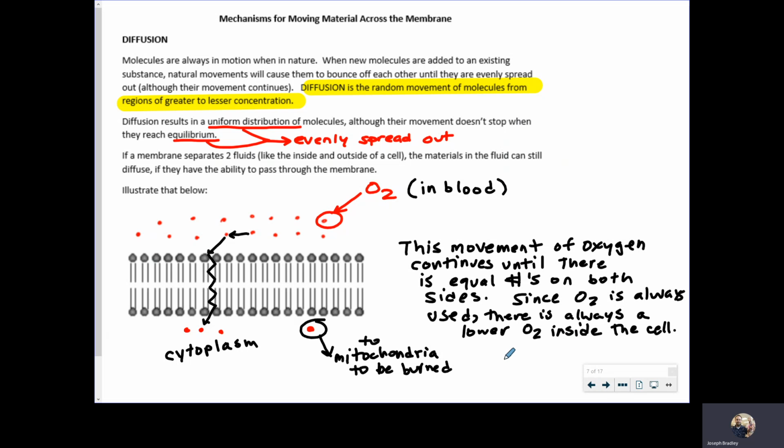This movement of oxygen continues until there are equal numbers on both sides. But since you're always getting new blood with new oxygen to the cells, there's always going to be a higher concentration outside the cell than inside. So there's always going to be movement of oxygen in, unless the heart stops beating or you stop breathing, and then that will cut off your supply of oxygen and you won't have movement into your cells.